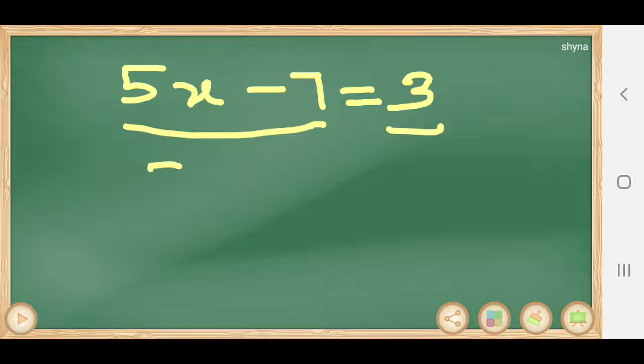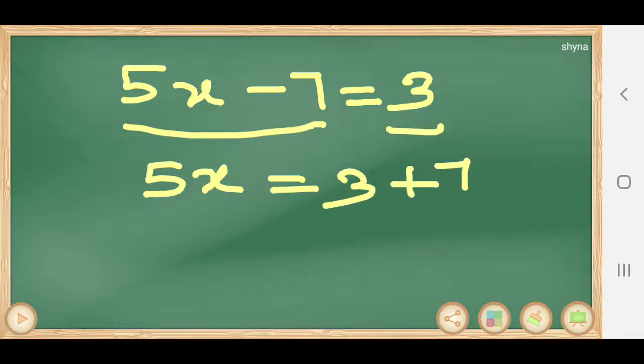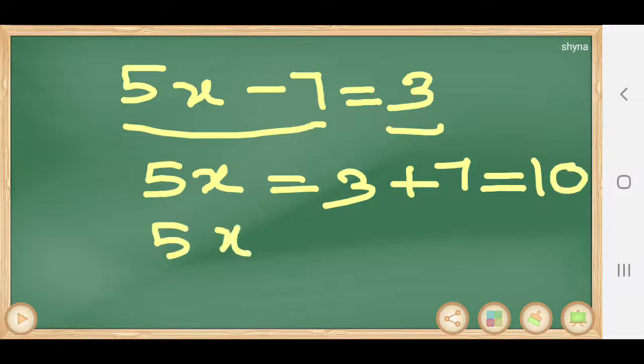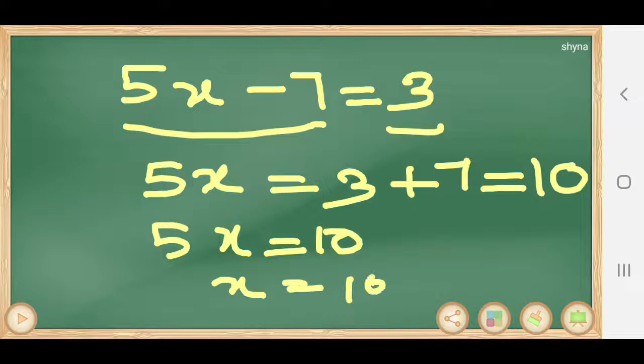We have to write the term with the variable in LHS. That is 5x. The minus 7 becomes plus 7. So, 3 plus 7 equal to 10. 5x equal to 10. Then if 5x equal to 10, what is x? 5x means 5 into x. x equal to 10 by 5 equal to 2. x equal to 2.